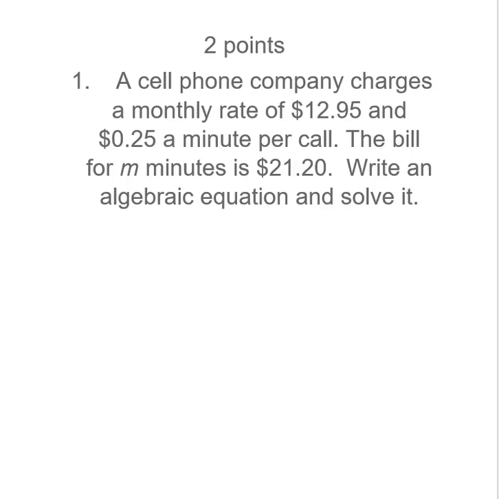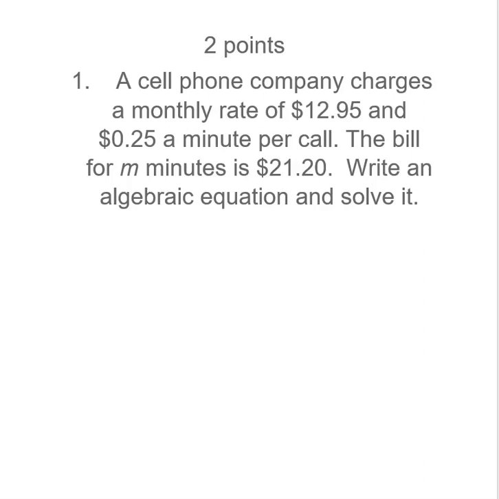This first problem is worth 2 points, and it says a cell phone company charges a monthly rate of $12.95 and 25 cents a minute per call. The bill for n minutes is $21.20. Write an algebraic equation and solve it.